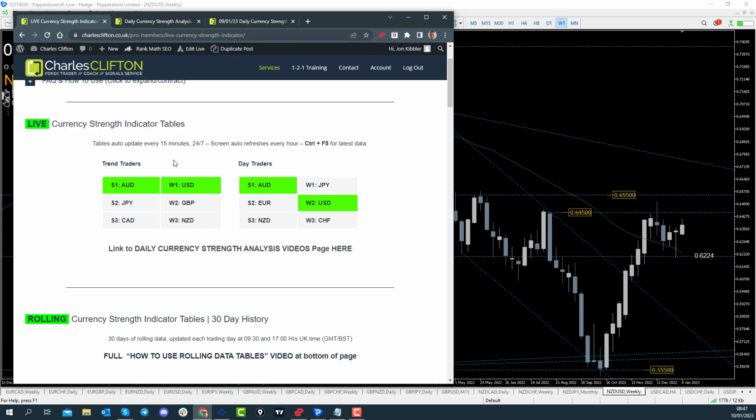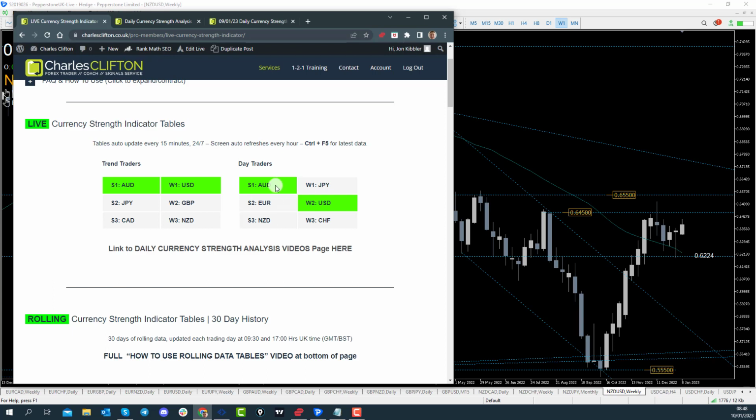So what are the trend and day traders tables telling us today? Well, it's telling us that the Australian dollar is S1 on the trend traders table, which is followed by the Japanese yen, which is S2, which is then followed by the Canadian dollar, which is S3. On the weak side of the trend traders table, the US dollar tops it at W1, followed by the Great British Pound at W2, followed by the New Zealand dollar at W3.